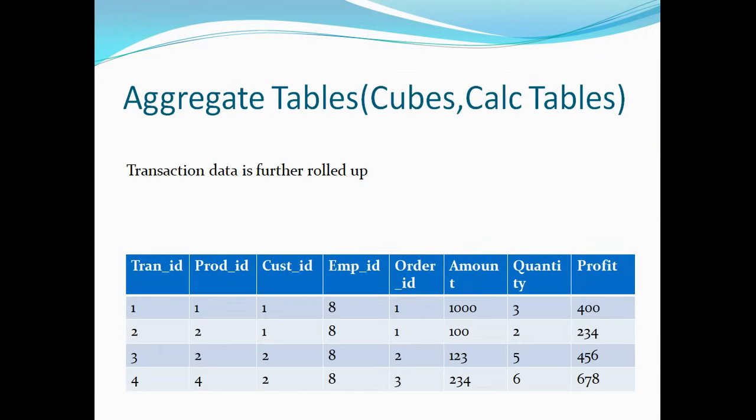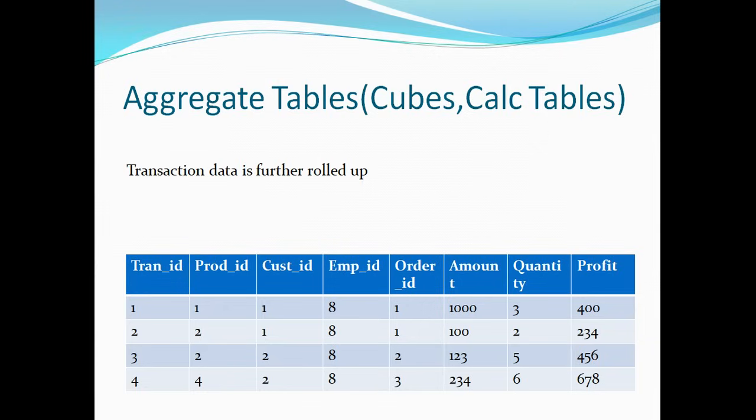The last one that we have is the aggregate tables, the cubes, the calc tables. These are also formed from the underlying transactional tables. So here we have the example of the same transactional table that we had earlier. We had the transaction ID, the product ID, customer ID, employee ID, the order ID, and that kind of stuff. Now what we want to see is, the CEO of the company wants to see the products that have made him the most money and the most profit. At the same time, he wants to see the customers or the employees that are generating or handling more money and more profit.